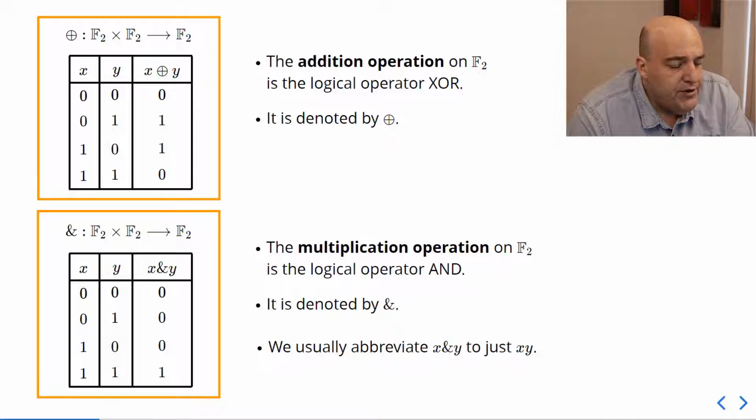The addition operation on F2 is just the logical operator XOR. And the multiplication operation on F2 is the logical operator AND. And usually we won't write the AND; to abbreviate x AND y, we'll just write xy. So when we write x and y beside each other, it means multiplication, and the multiplication is the AND operator.